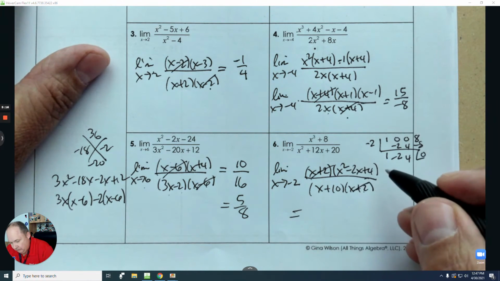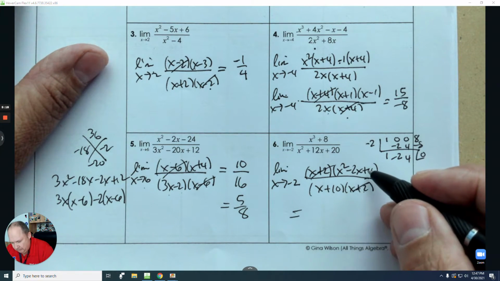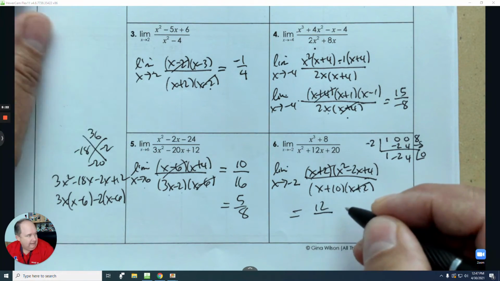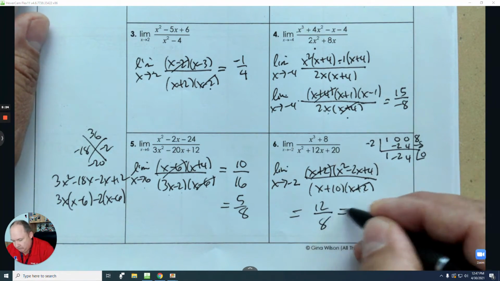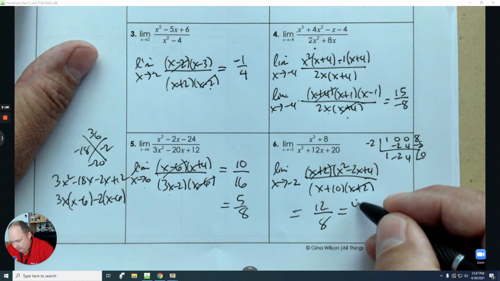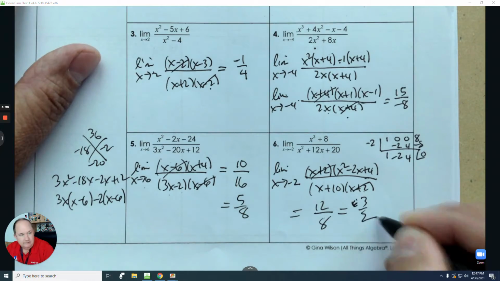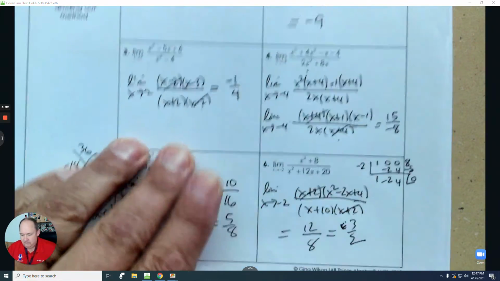So negative 2 would be 4 plus 4 plus 4, right? 12. And then 8. So what is that? 4 over 6. No, divide by 4. 3 over 2. Got it. All right, next page.